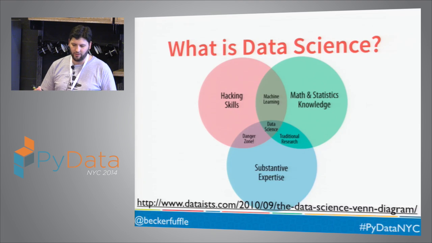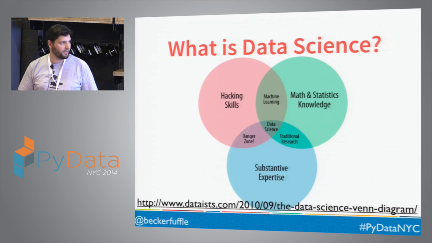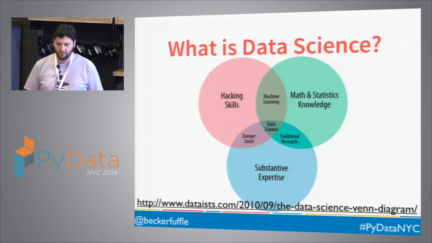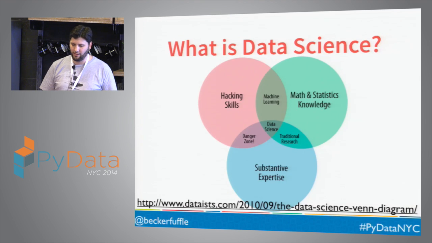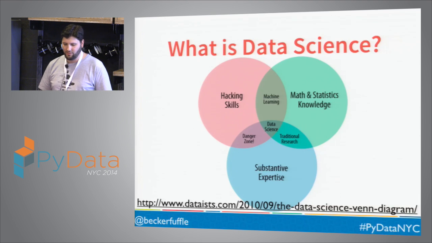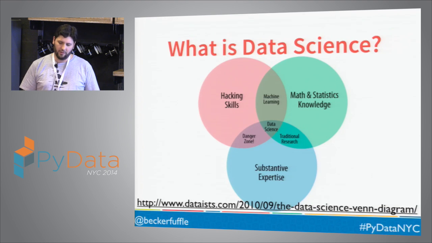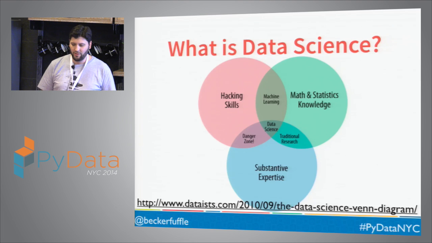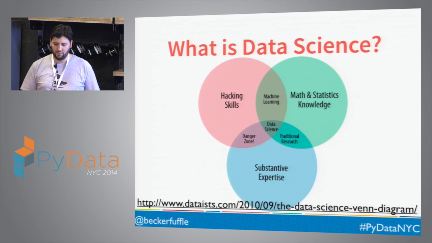So what is data science? There's a lot of disagreement on the subject, but I like this Venn diagram that was created by Drew Conway, which gives us a good high-level overview of what skills are involved in data science. Conway argues that at a minimum, you need these three main skills to be a good data scientist: hacking skills, math and statistics, and substantive expertise.